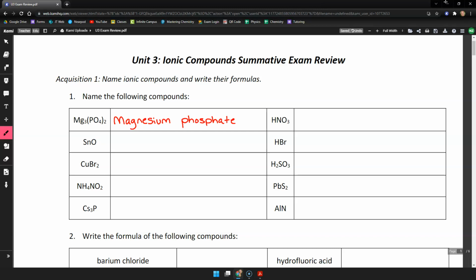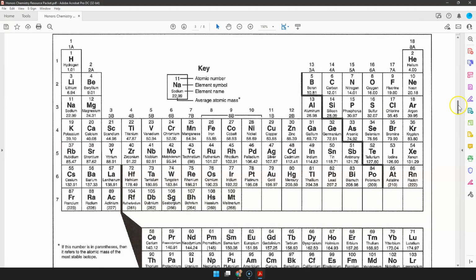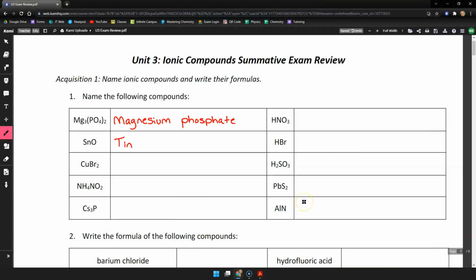Next we've got SnO. So Sn is tin. If you go to your periodic table, tin is in group 4A. Tin is one of those that has a variable charge, so we have to look at what it's attached to. Oxygen has a charge of -2. Remember, all ionic compounds are neutral, so that means tin, in order to balance this out, has to have a charge of +2. So we don't just write tin oxide, we need to indicate what the charge of tin is. We're going to use Roman numerals, so this will be tin(II) oxide.